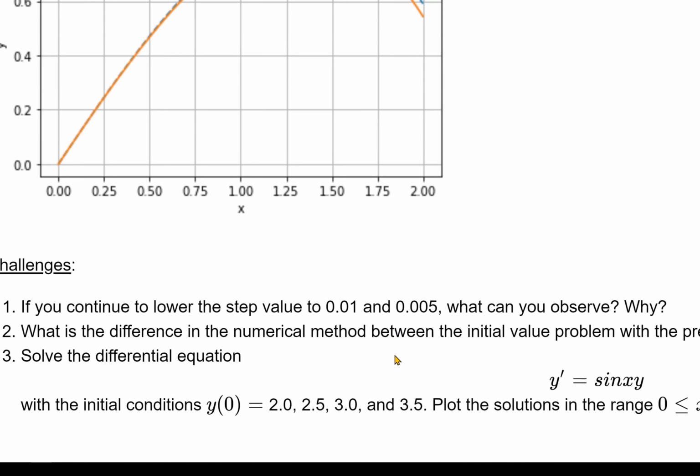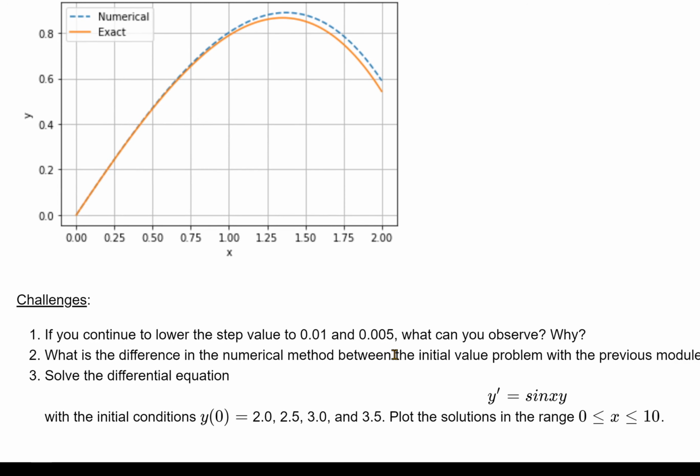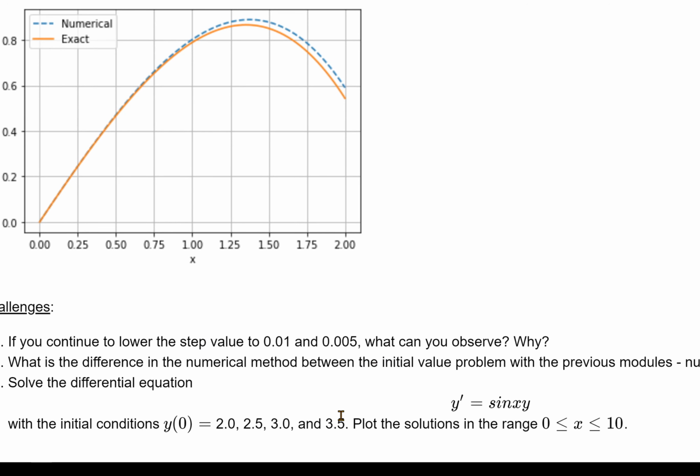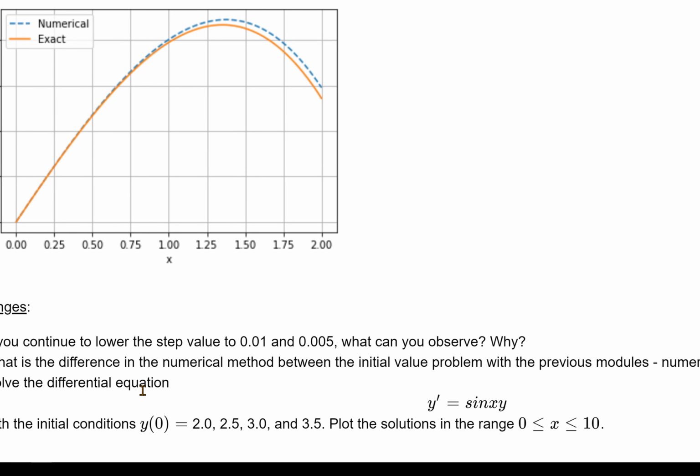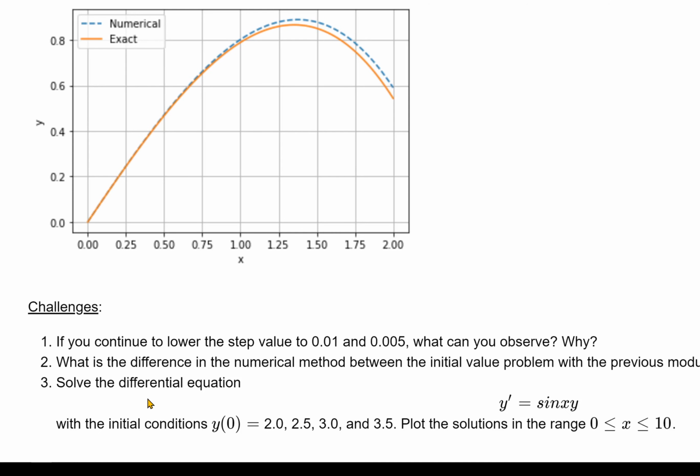For your challenges, you can try solving these questions here. You can try solving also the differential equation on number 3.